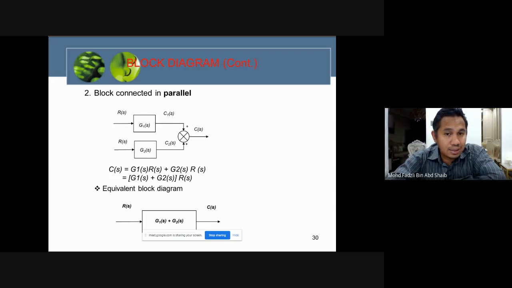Blocks connected in parallel: we have G1 plus G2. CS equals G1 plus G2 times RS. RS is the input, and CS is the output. For the cascade, CS equals G1S times G2S times RS, where G1 and G2 are in the middle and CS is the output. Output equals the transfer function times the input R. That's it.